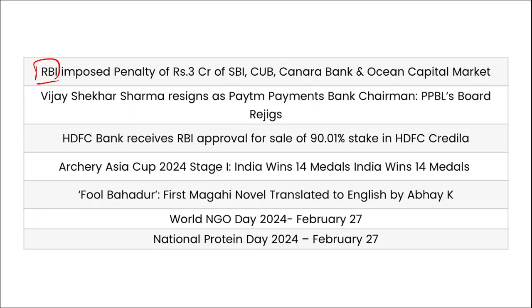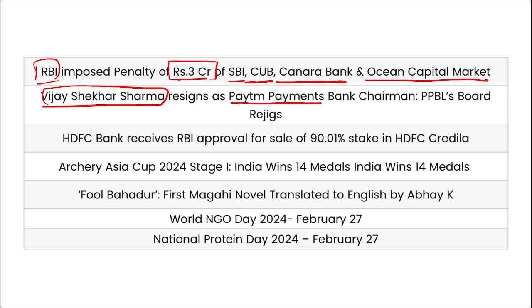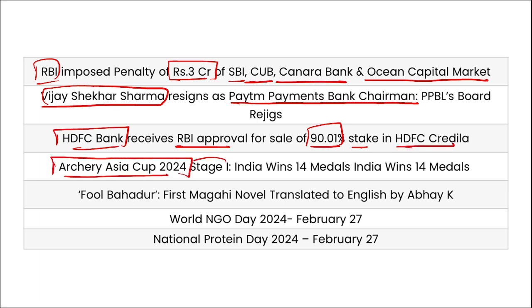Next, RBI imposed a penalty of 3 crore rupees on SBI, CUB, Canara Bank, and Ocean Capital Market. Then Vijay Shekhar Sharma resigned as the Paytm Payments Bank chairman. HDFC Bank received RBI approval for the sale of 90.01% stake in HDFC Credila. Archery Asia Cup 2024 Stage 1 was held in Baghdad, Iraq, and India has won a total of 14 medals.